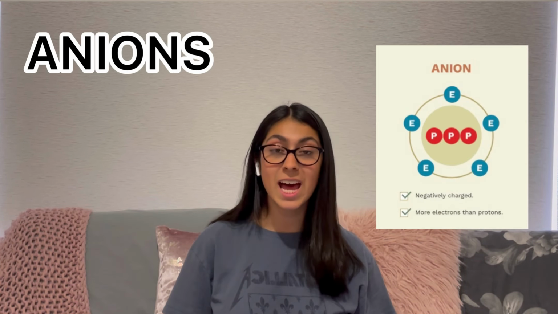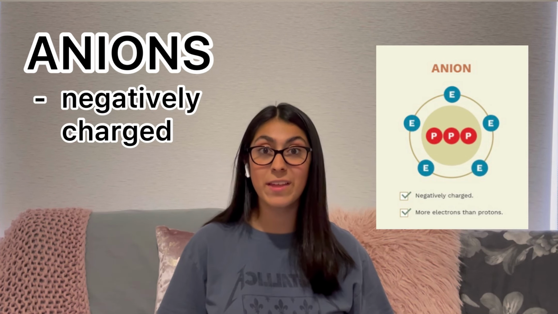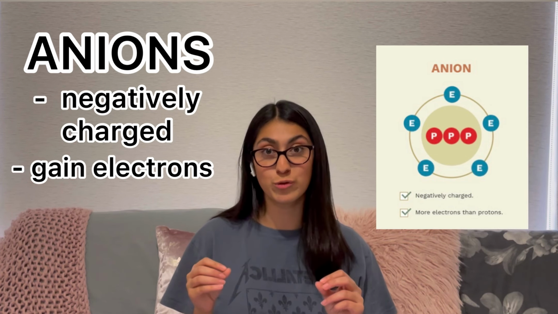On the other hand, anions are negatively charged atoms, and they are formed when atoms gain additional valence electrons. These are formed by non-metals in the groups 14, 15, 16, and 17.